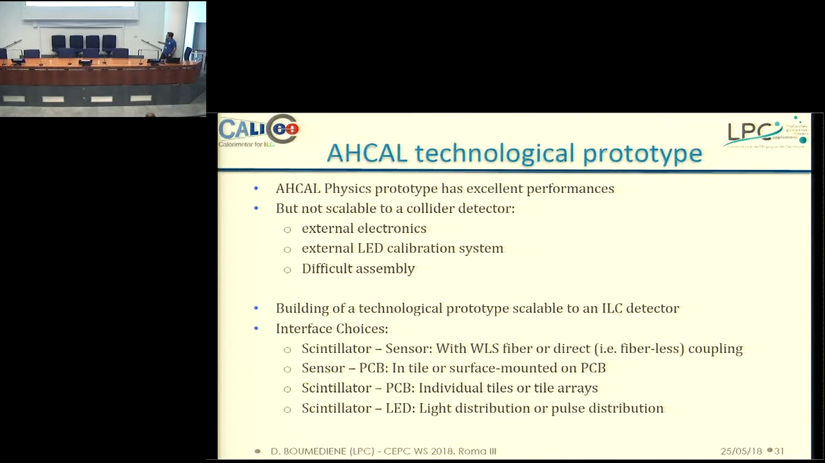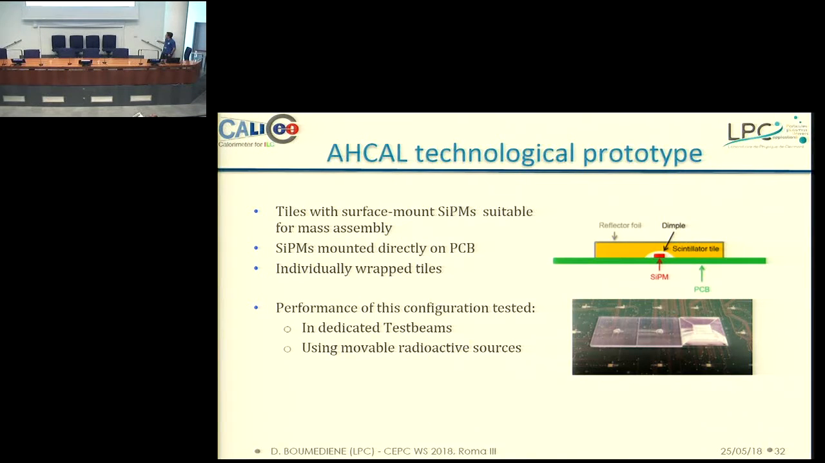So the next step, which is ongoing, is to build a technological prototype, and the optimization, especially for the assembly, concerns the interfaces. How to connect the scintillators to the sensors, to the PCB, the scintillators to the LEDs used for the calibration. For example, should we keep fibers and so on. So a choice was made, and here I give directly the conclusion, to mount the scintillators directly on the SiPM, while the SiPMs that you see here are directly mounted on the PCB.